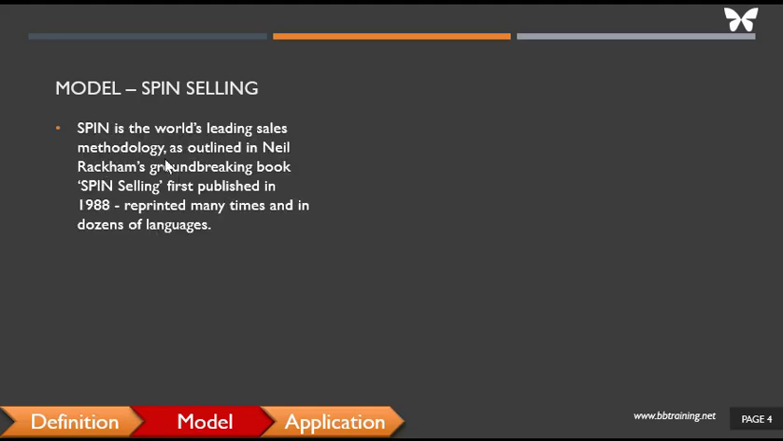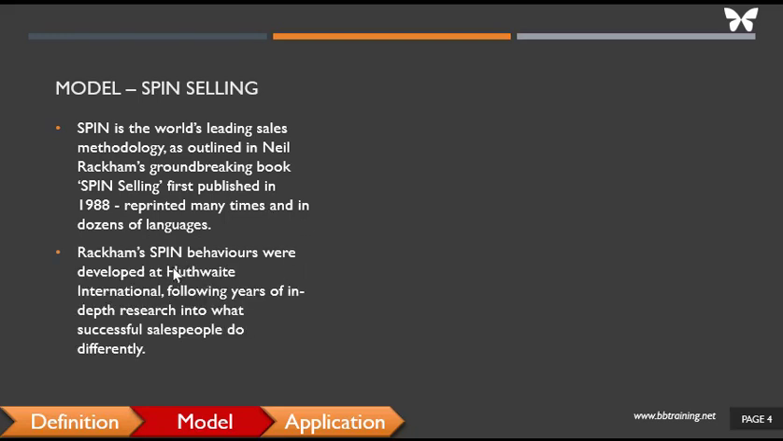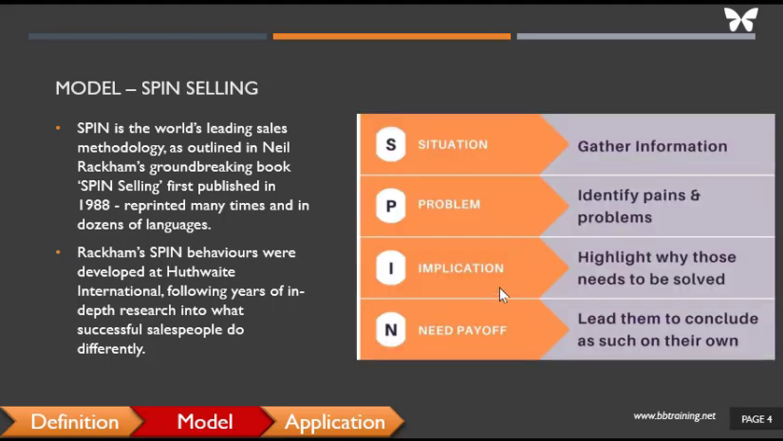SPIN is the world's leading sales methodology, as outlined by Neil Rackham's groundbreaking book, SPIN Selling, first published in 1988, one of my favorite books, reprinted many times and in dozens of languages. Rackham's SPIN behaviors were developed at Huthwaite International, following years of in-depth research into what successful salespeople do differently. Now, let's understand what SPIN is about. SPIN selling is about four types of questions.